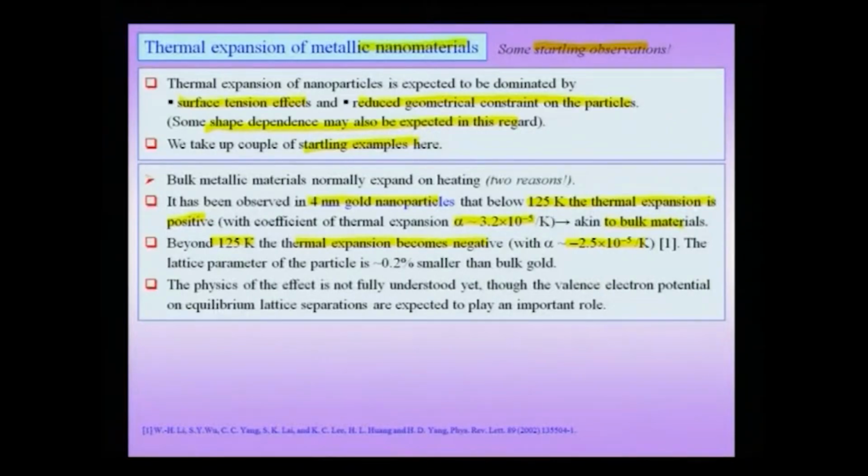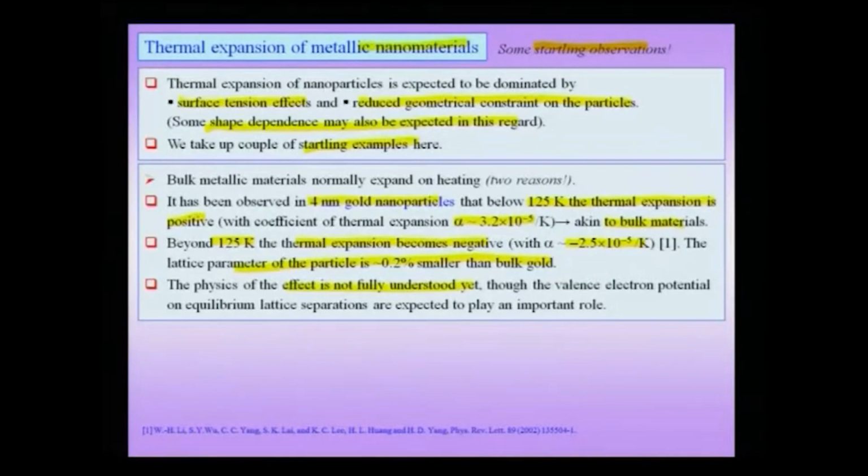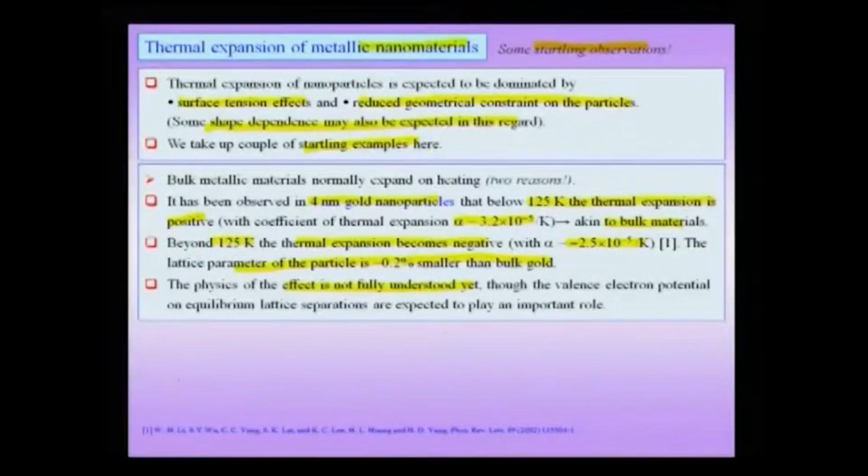That means the lattice parameter of the particle is about 0.2% smaller than bulk gold, and this is a very startling effect. The physics of this effect is not fully understood yet. What you might call the negative thermal expansion, often written in acronym as NTE, is thought to arise from valence electron potential and equilibrium lattice separation. These are thought of as two important mechanisms which play a role in contributing to this negative thermal expansion in gold nanoparticles.